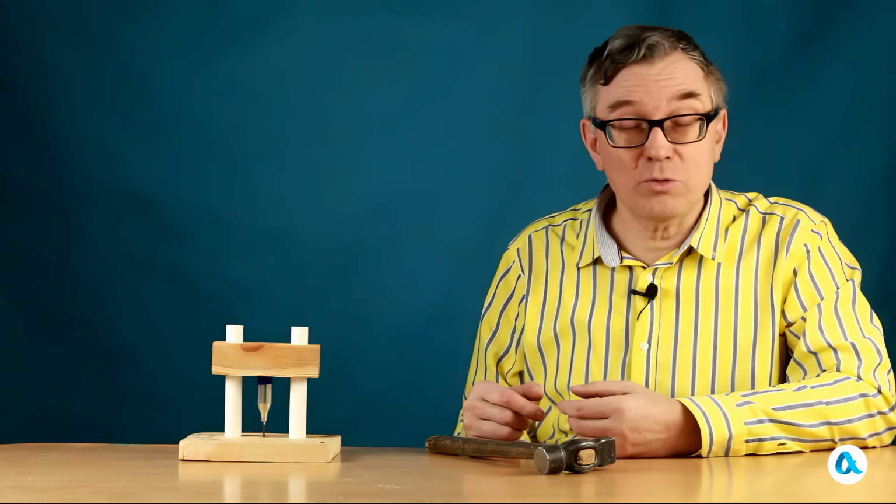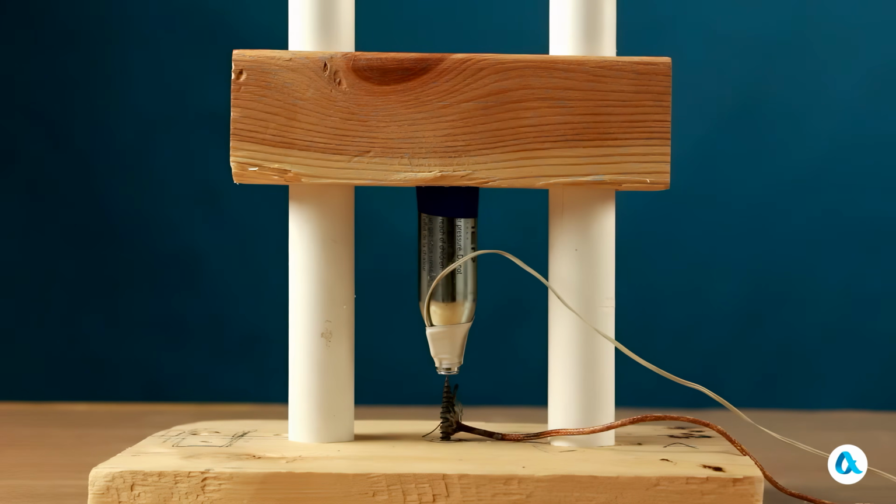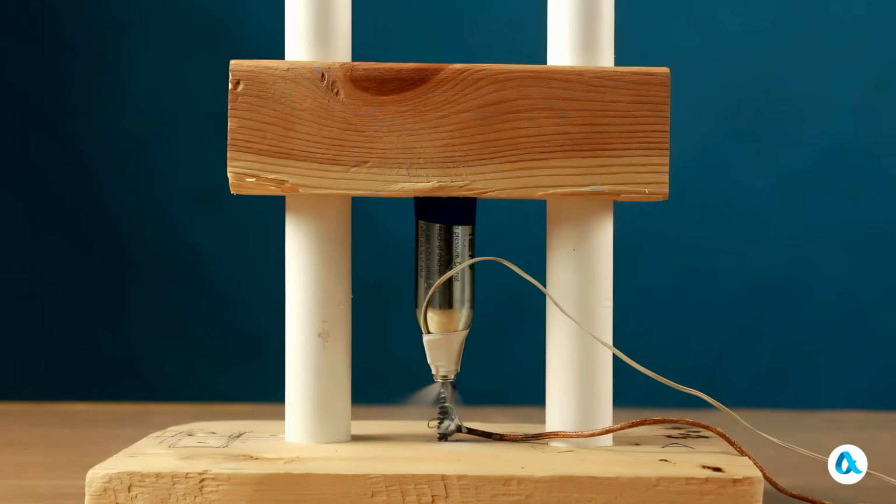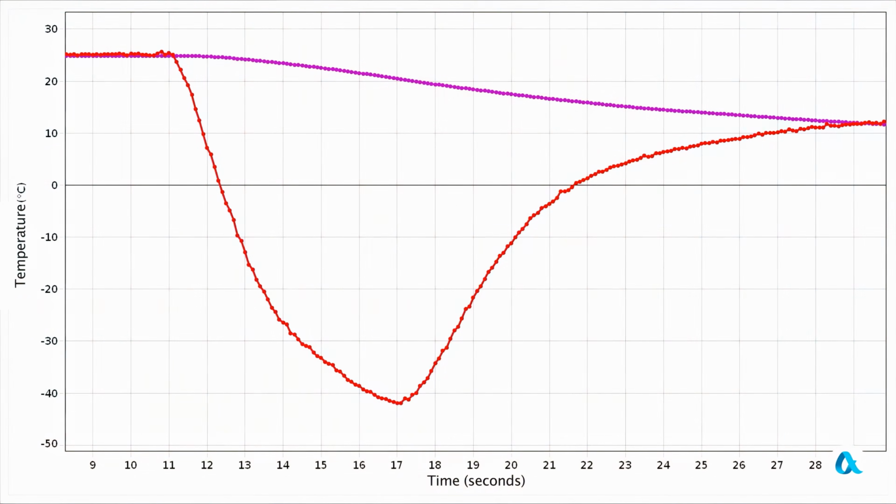In this experiment, we're using two thermocouples. One is attached to the neck of the cylinder, and the other is placed underneath it. A hammer strike, the seal is broken, and a jet of expanding CO2 rushes downward. Let's see what the temperature sensors showed in this experiment.